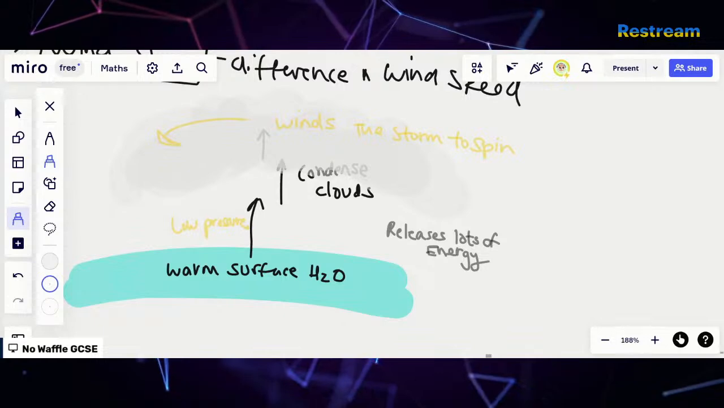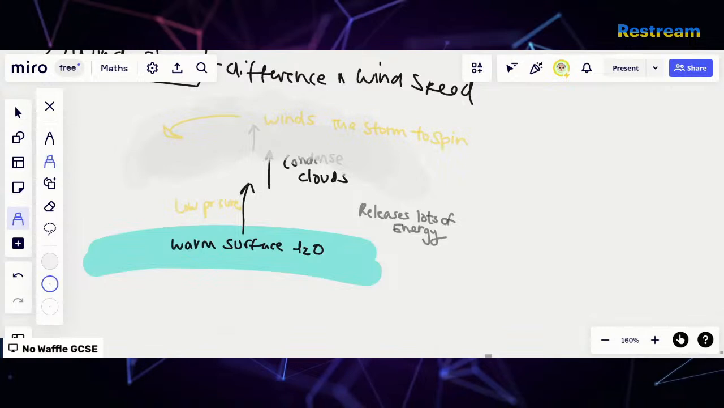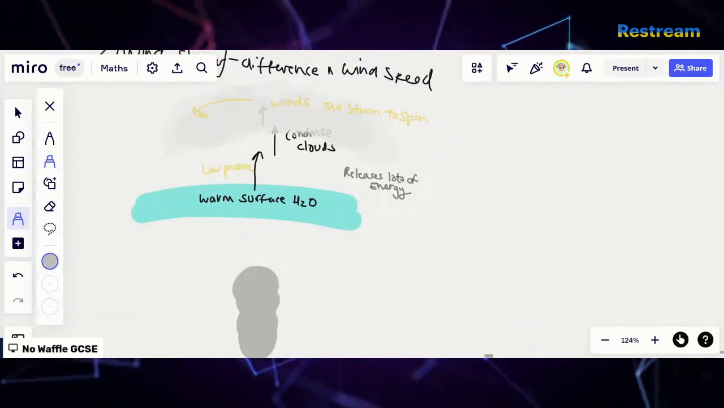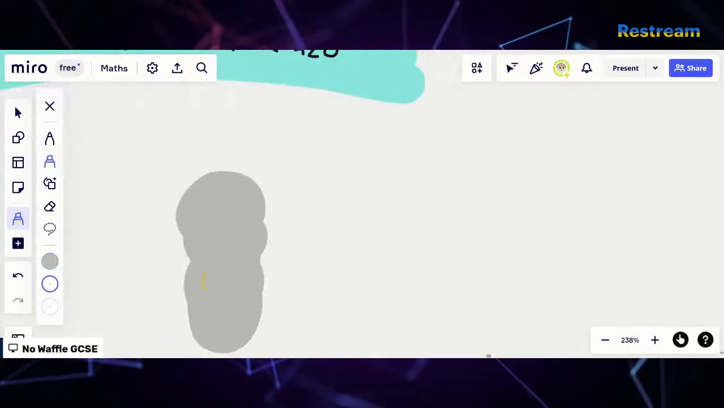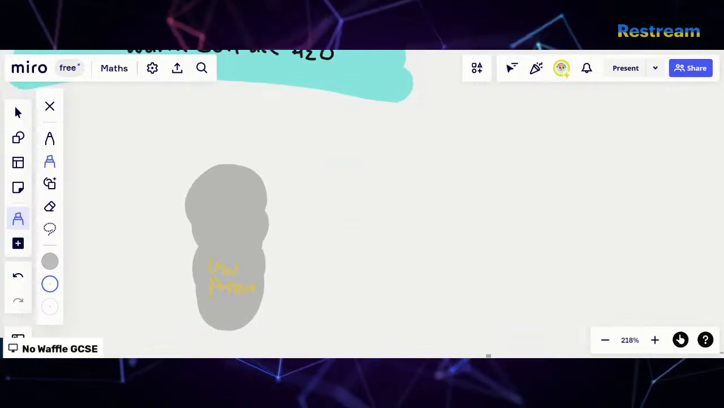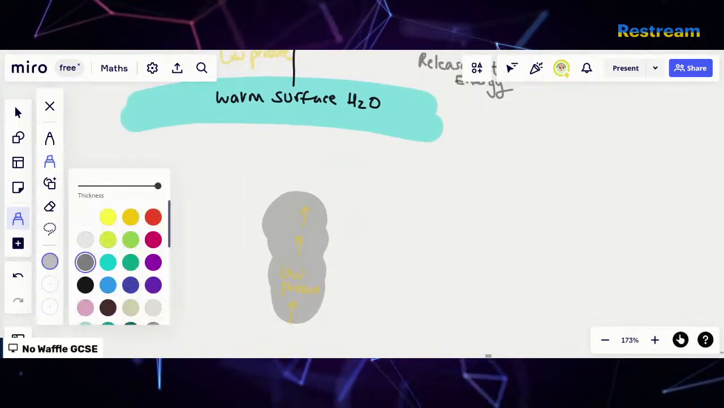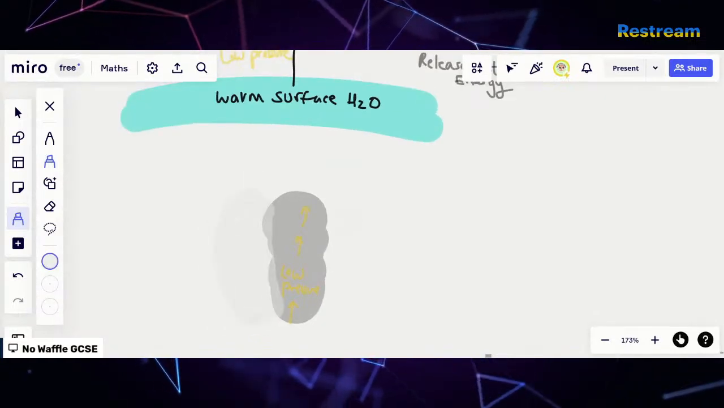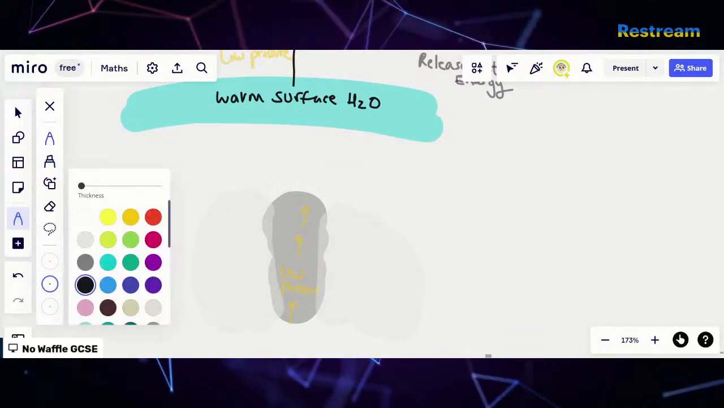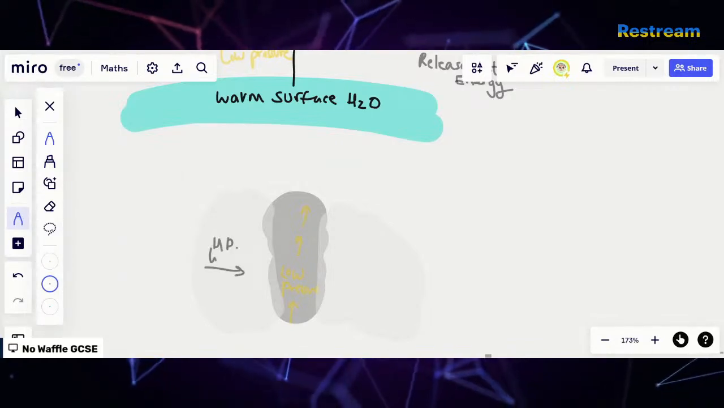Now, as it causes the storm to spin, this then means that there's a center of the storm. So within the center of the storm, there's low pressure, because this is the continued warm air rising. So in the storm, as warm air rises, there's low pressure. And then outside of the storm, there's the clouds with very, very high pressure because of the winds. High pressure winds.